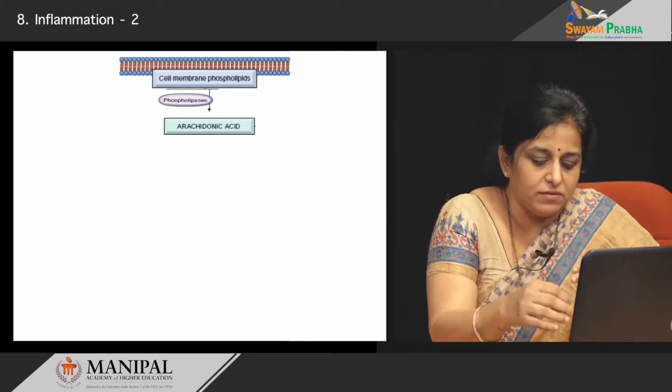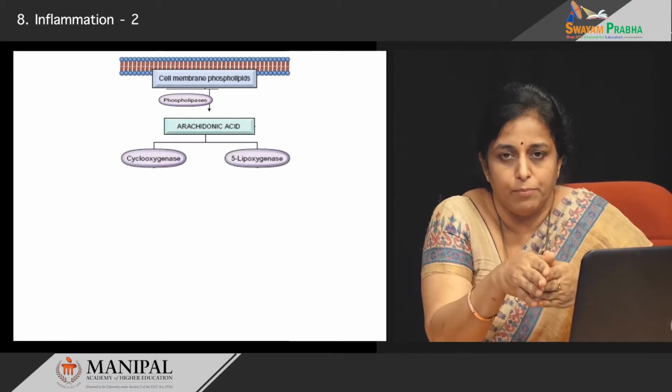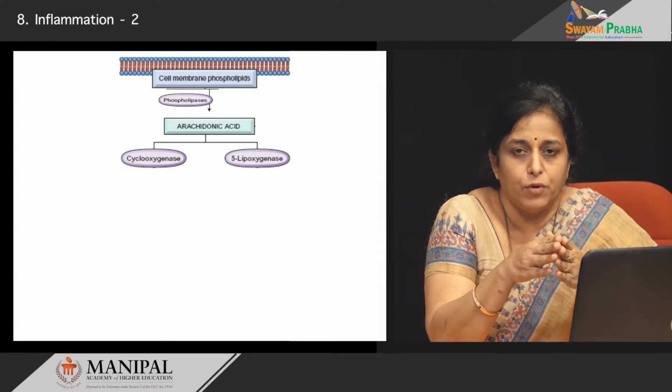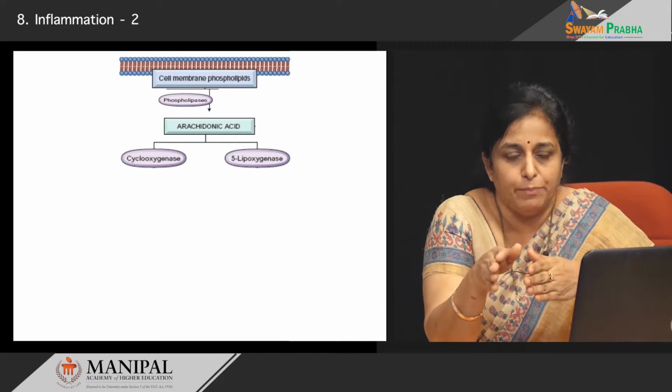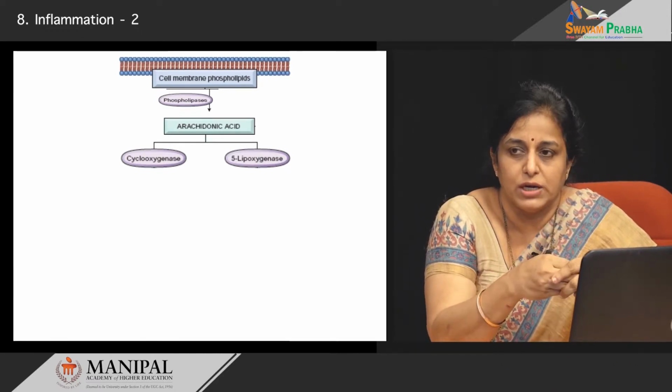So, arachidonic acid is metabolized through two pathways, that is the cyclooxygenase pathway and the lipoxygenase pathway. Now, remember L for lipoxygenase. Leukotrienes are formed from the lipoxygenase pathway, whereas the cyclooxygenase pathway gives rise to prostaglandins.